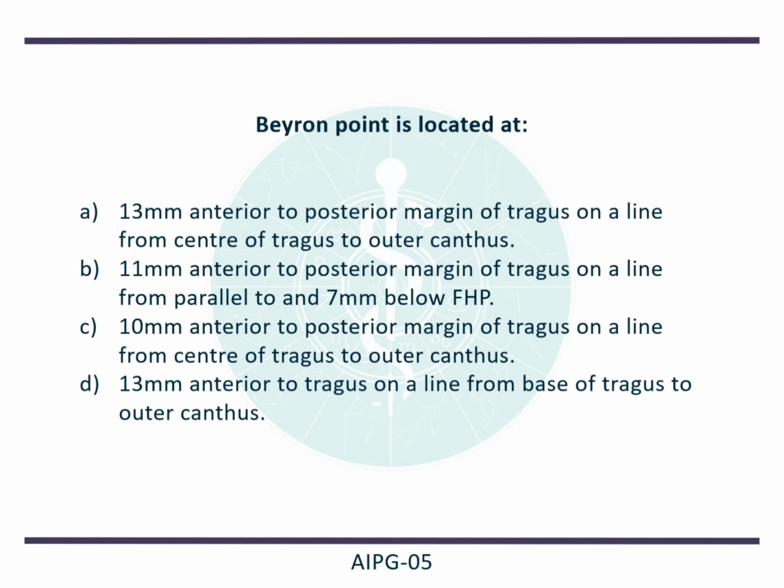Beyron point is located at, this is a direct question. The correct option here is A, 13 mm anterior to the posterior margin of the tragus on a line drawn from the center of the tragus to the outer canthus. This was asked in AIPG 2005.